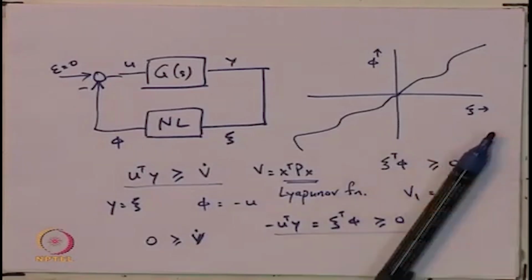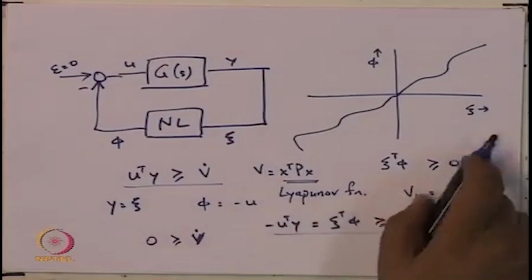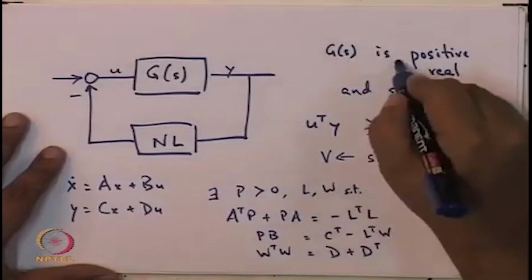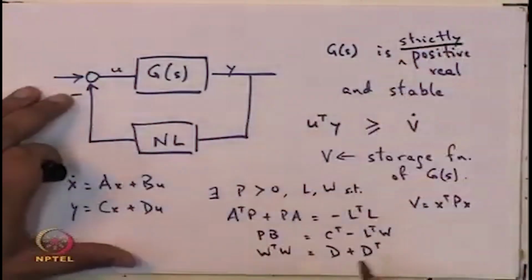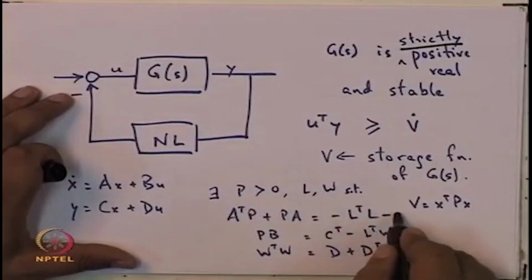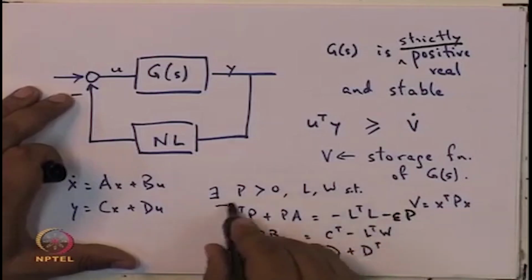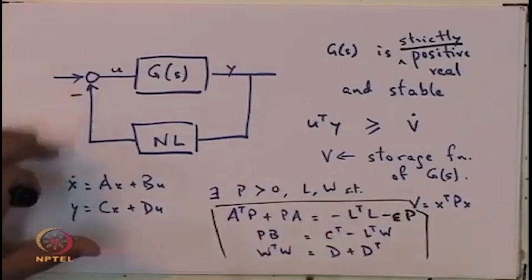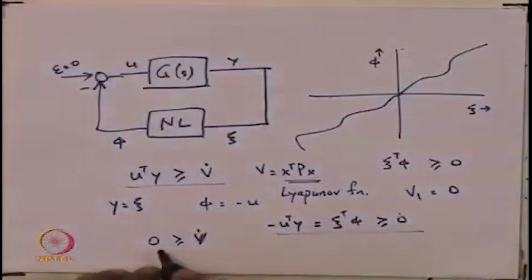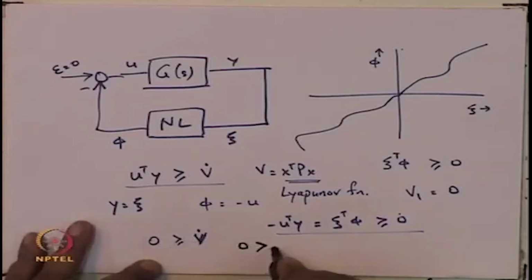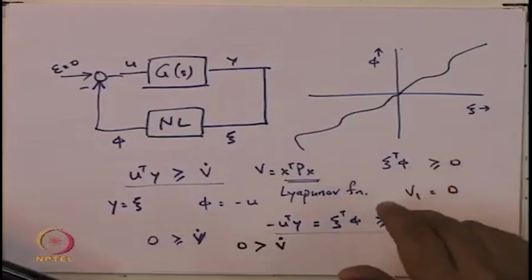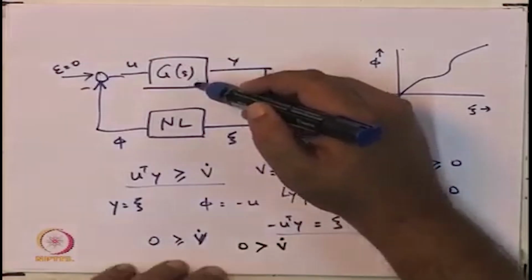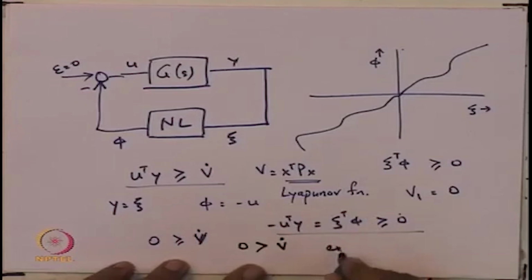Now, if you remember, we had also talked about the Kalman-Yakubovich-Popov lemma. What we had said was that if you take this to be strictly positive real, then the change in the equations is that you will get minus epsilon P also in this first equation. All the other equations remain as they are. But what this means is, when you substitute in here, instead of V dot being less than or equal to 0, you will get 0 strictly greater than V dot, because of that epsilon P. Using the Kalman-Yakubovich lemma, if this G(s) was taken to be strictly positive real, then we can conclude exponential stability.